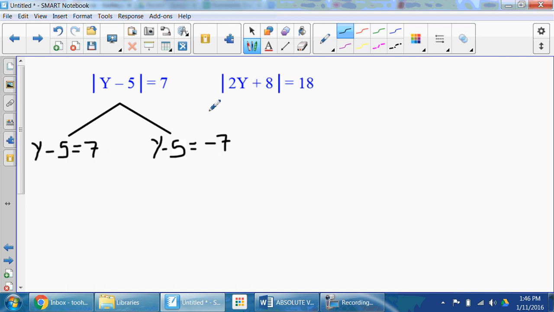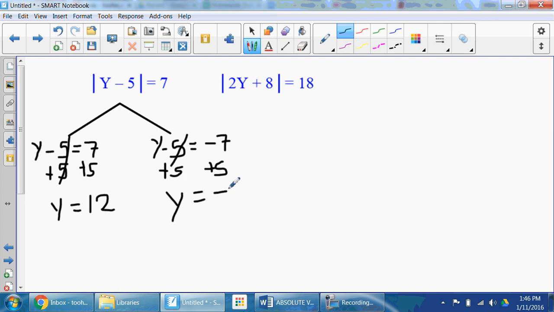So from here it's just a two-step equation and I solve it. Really, it's a one-step equation. Add 5, and I get y equals 12. So that's one of my solutions. Now, my other solution is not negative 12. That's a common mistake. The other one I got to solve for here. Add 5, that gets me y equals negative 2. So those are my two solutions to that equation.